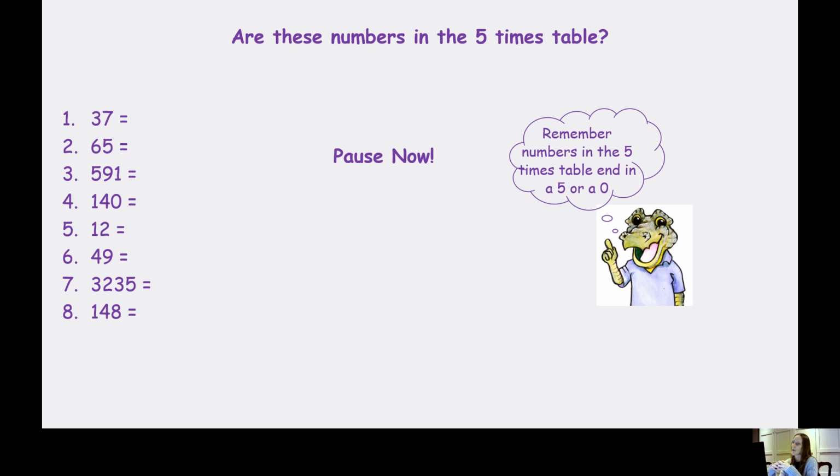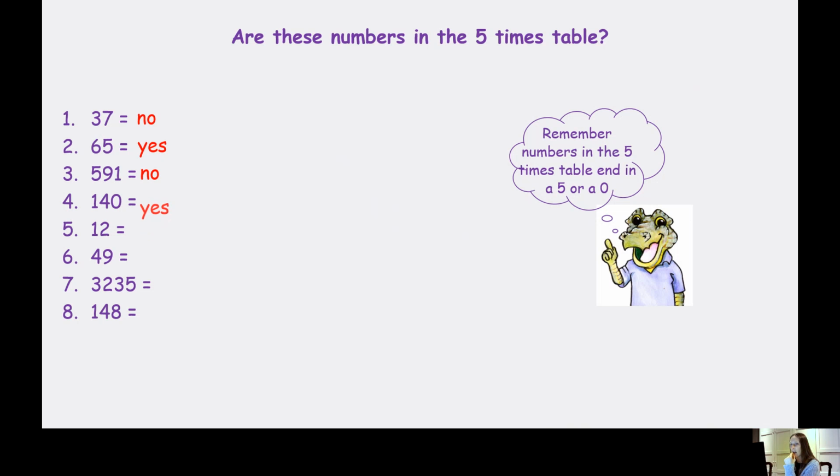Okay, how have you got on? Are you ready to have a look at the answers? Let's have a look. So 37, is that in the 5 times table? It's not, because it ends with a 7. And then 65, is that one? Well, that's a yes, isn't it? Because it ends with a 5. And then 591, is that in the 5 times table? It's a big number, but we can work it out, can't we? It's a no, because it doesn't end with a 5 or a 0.